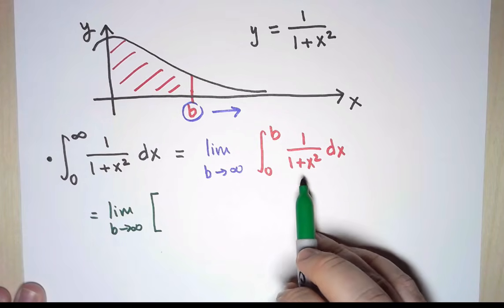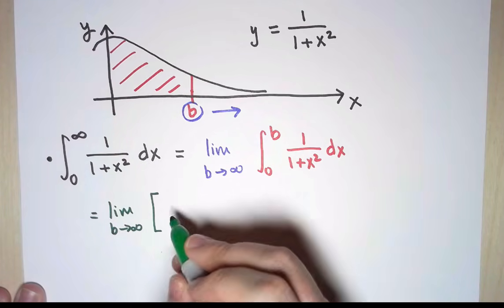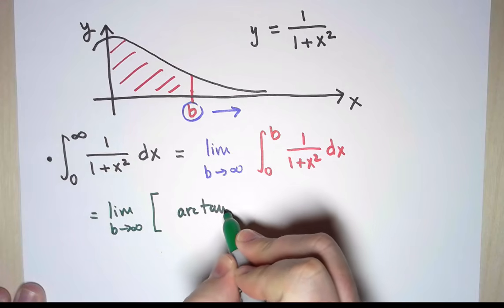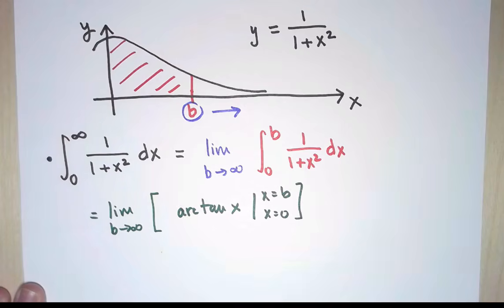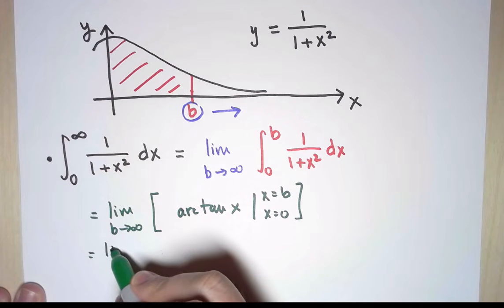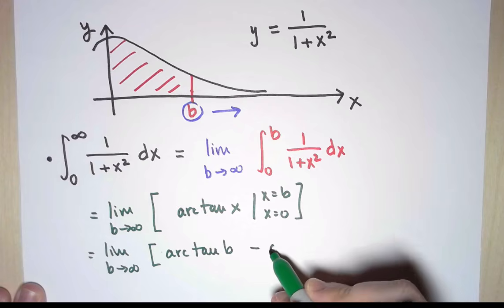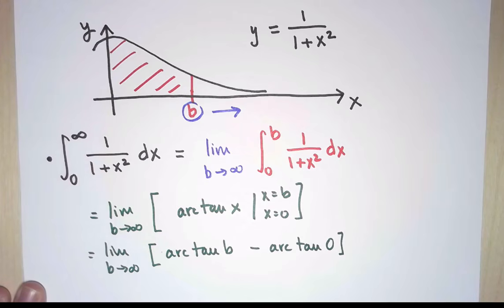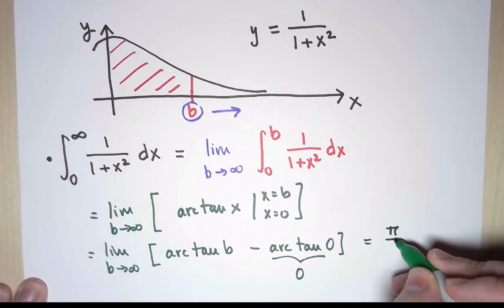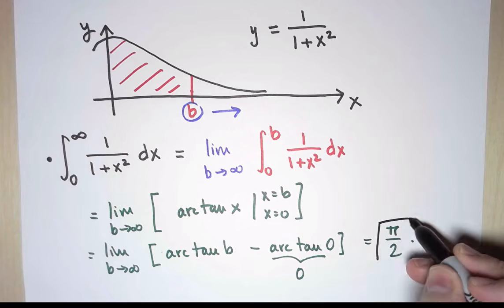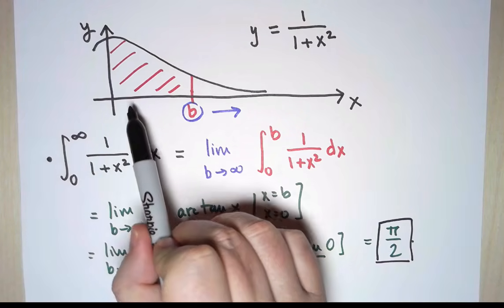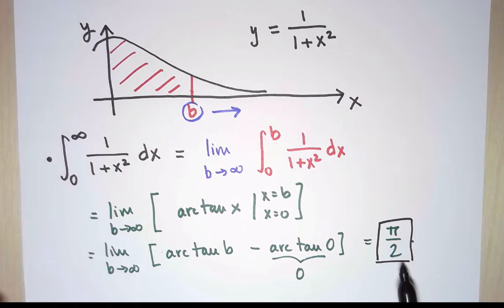To compute this integral, I find an antiderivative of 1 over 1 plus x squared, that is arctangent of x, and then I have to evaluate at b and at 0. So this is this limit. We know the arctangent of 0 is 0, and then arctangent has a limit when the variable goes to infinity, which happens to be pi over 2. Okay, so I was not expecting that, but here's the answer. The area between the axis and this curve going all the way to infinity is pi over 2.